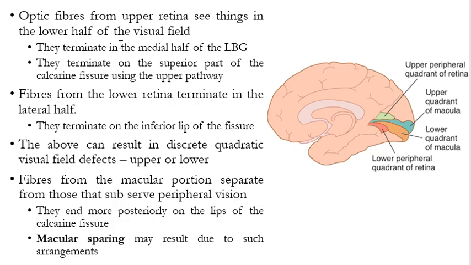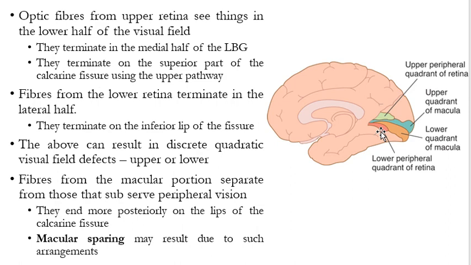Optic fibers from the, again, we're just explaining what we've explained before. Maybe before we explain this, let's look at the diagram, right? So we have the upper quadrant of the macula. Remember that this was a macular end. Upper quadrant, stay same as the retina, and also the lower quadrant is there. Then peripheral, a little bit more internal, as shown on the diagram. So the optic fibers from the upper retina see things in the lower half of the visual field, and they terminate in the medial half of the LGB, and they terminate on the superior side. Okay, so this is just as explained.